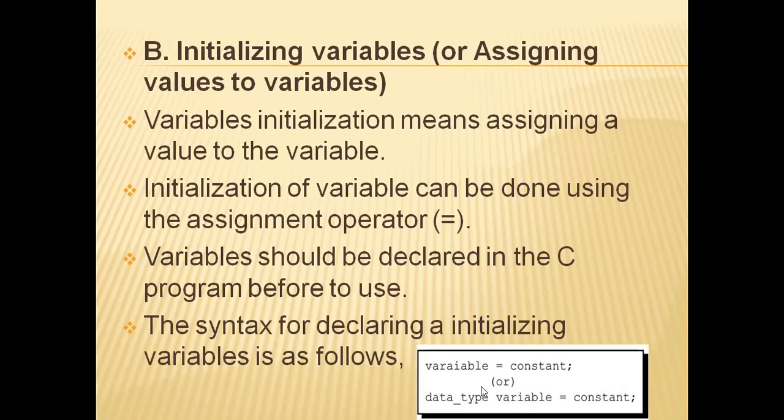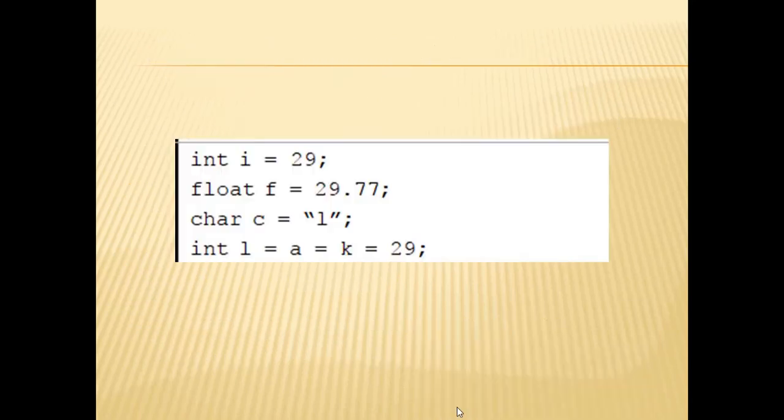This variable can be of any data type. Here are the examples. If you observe, int i = 29; ends with a semicolon. Here the value 29 is assigned to the variable i of type integer. And here it is, float f = 29.77; ends with a semicolon. Here the value 29.77 is a float value, assigned to the variable f, and f is a float data type.